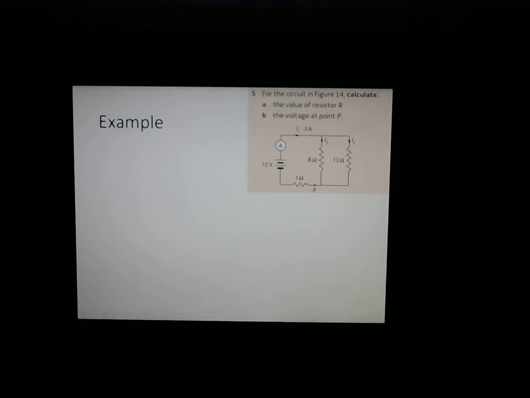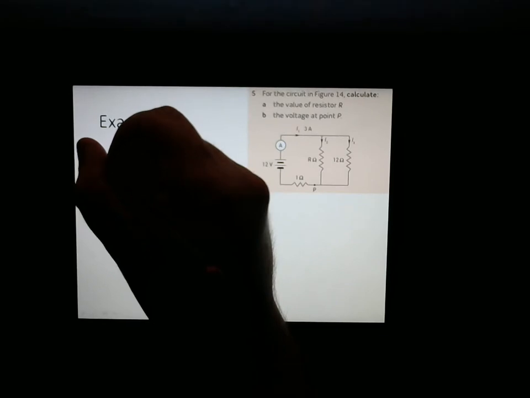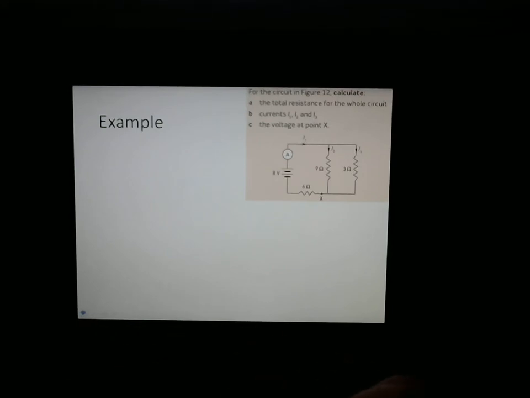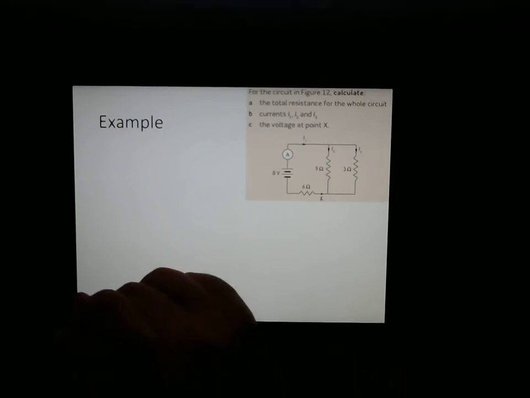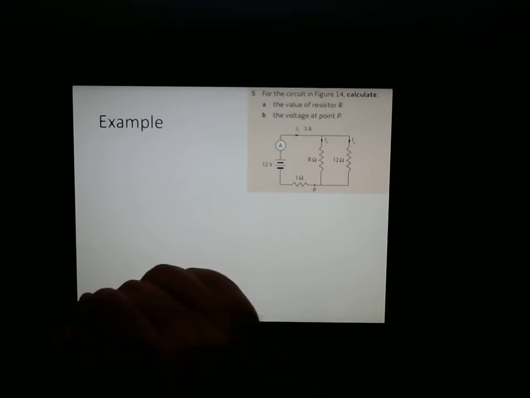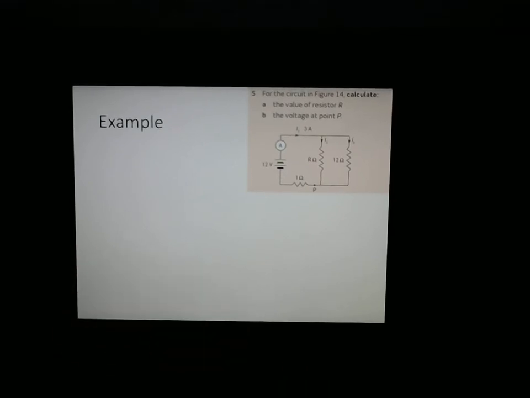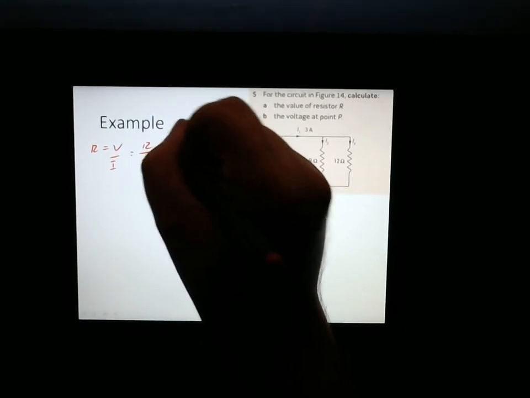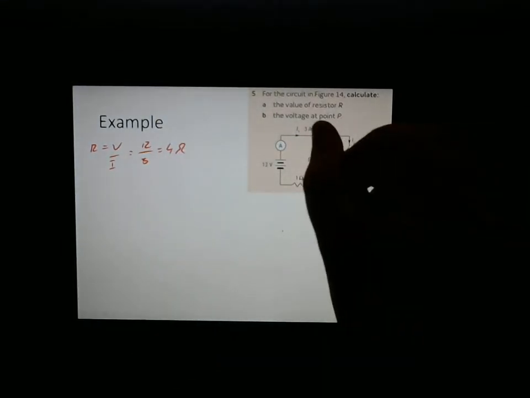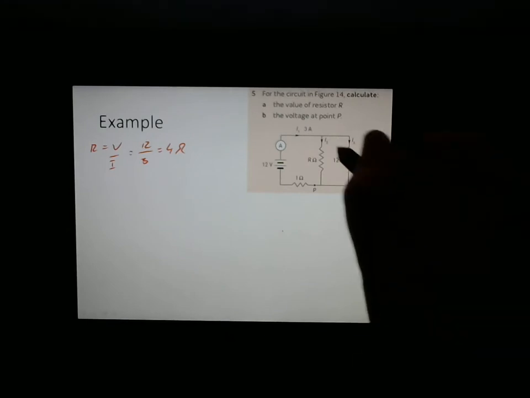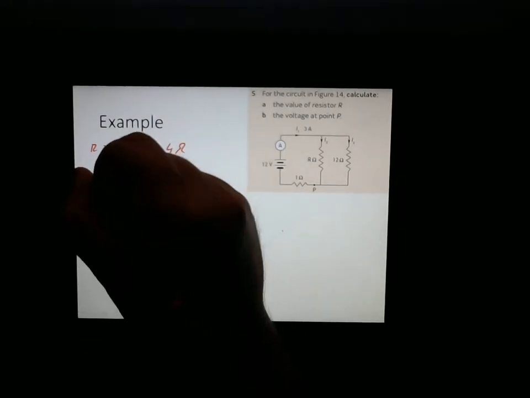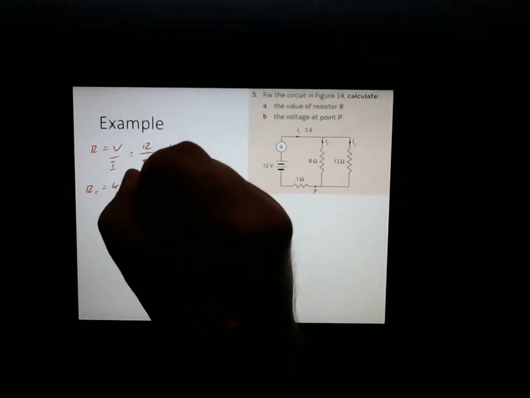So, let's go the other way. We know that R equals V over I, and that equals 12 over 3, so that equals 4 ohms. So that means the total resistance for these three things must equal 4 ohms. Okay, so RT equals 4 ohms.